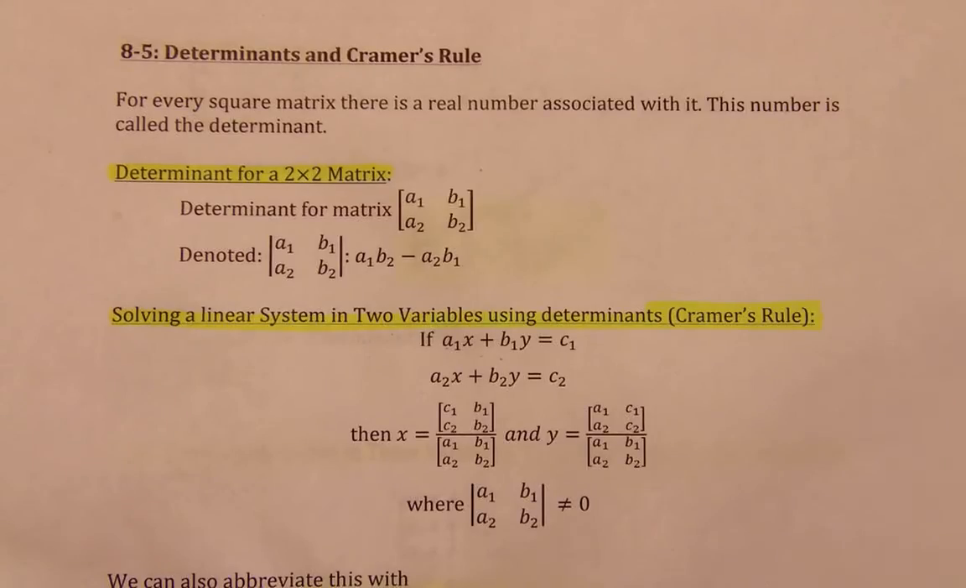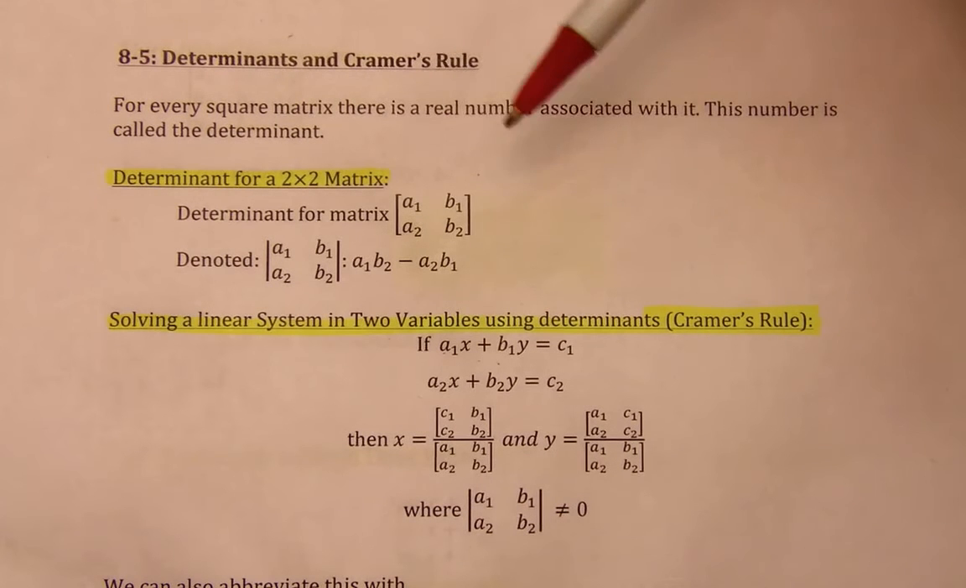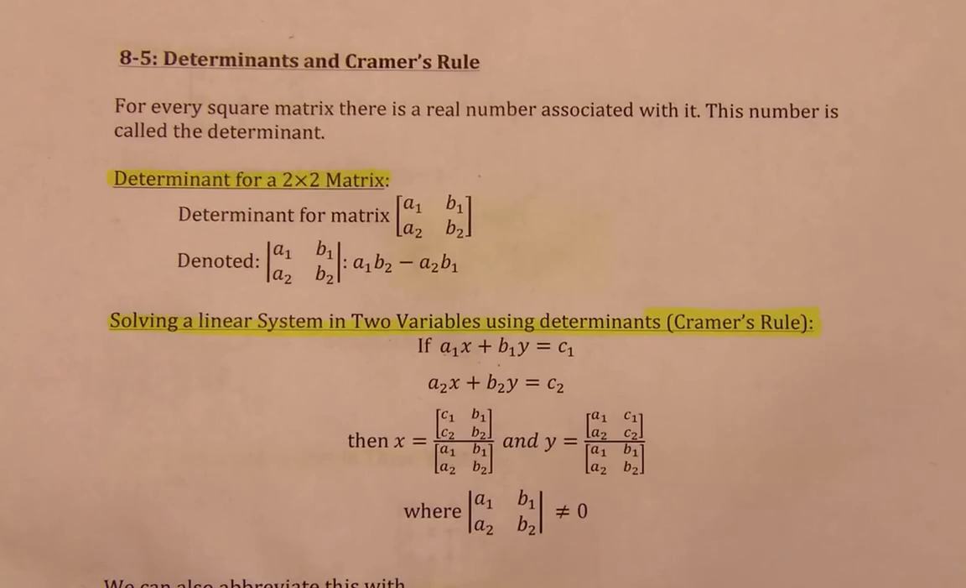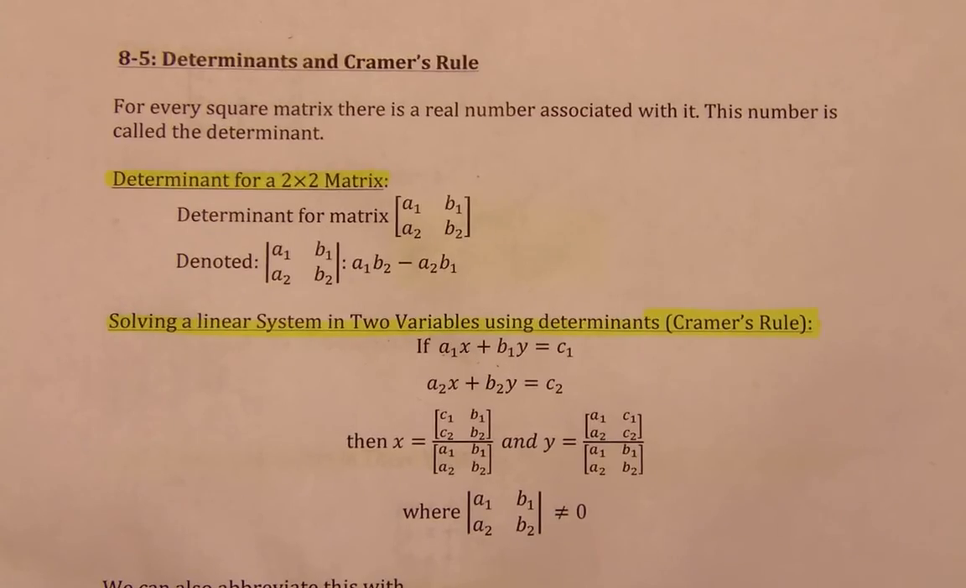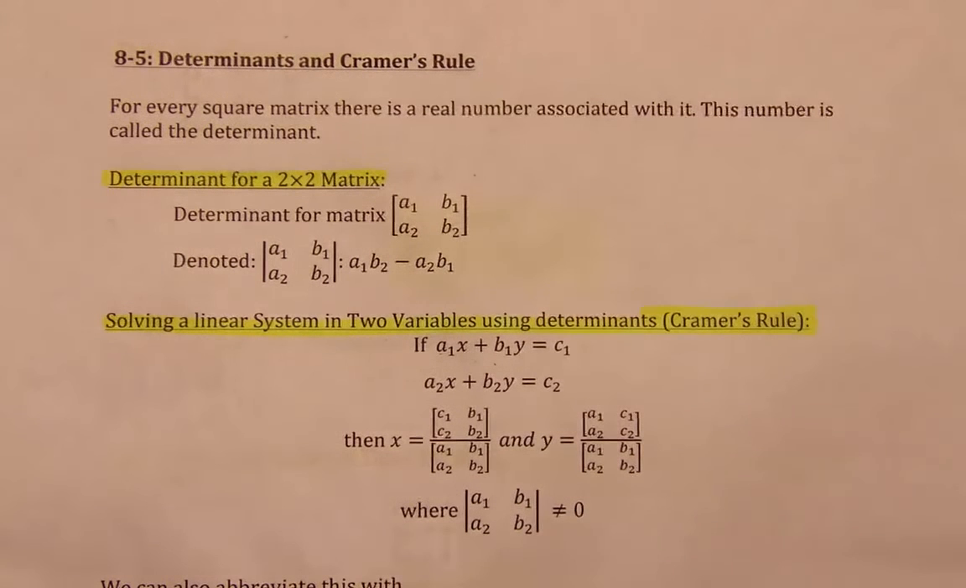Okay, so now we're looking at section 8-5, and we're going to look at what are called determinants and what's called Cramer's rule. And again, our goal in all of chapter 7, all of chapter 8 is to solve systems of equations, and this gives us another method with Cramer's rule.